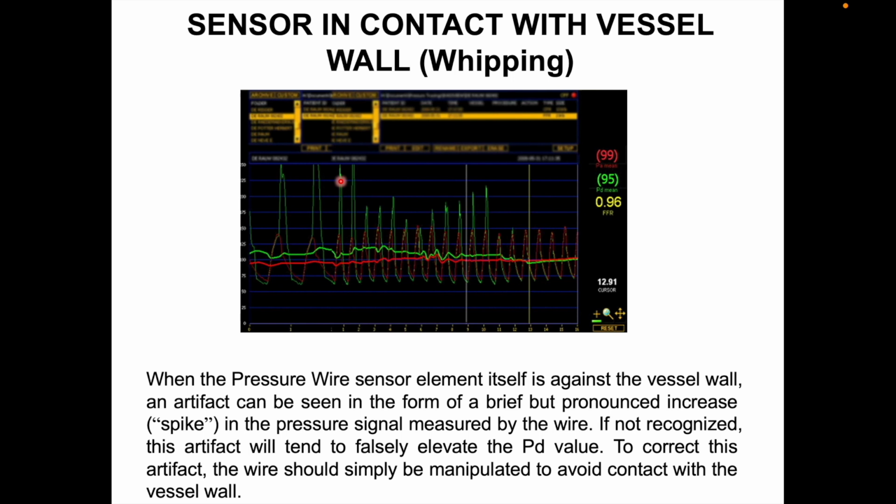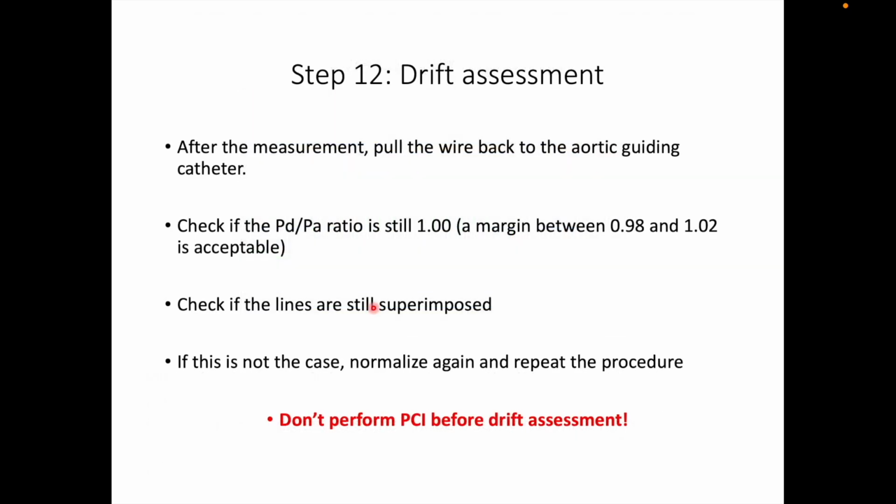What's happening here is called whipping. So the pressure sensor is actually coming in contact with the coronary walls. So what you need to do is, if you see these large size PD waveforms coming up, you've got to move your wire sensor forward or backwards so that it loses its contact with the coronary wall, and then these waveforms will stabilize and these spikes will disappear.